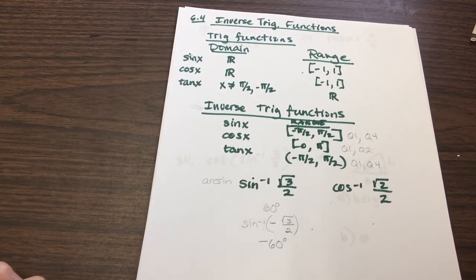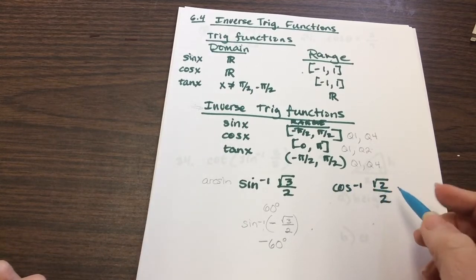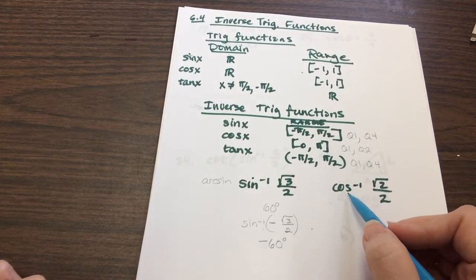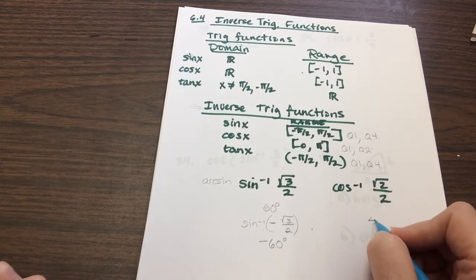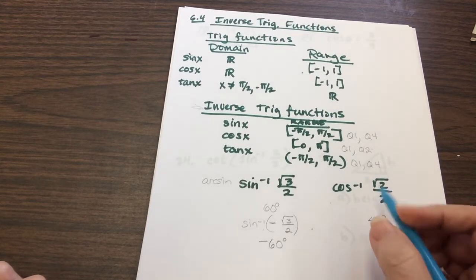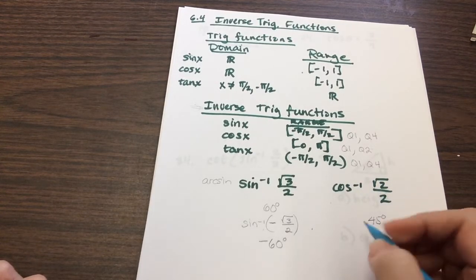Okay. Cosine's a little bit trickier because if I am looking for the cosine of what angle is the square root of 2 over 2, well, we know that's 45 degrees, so the inverse of this is 45 degrees. All right.